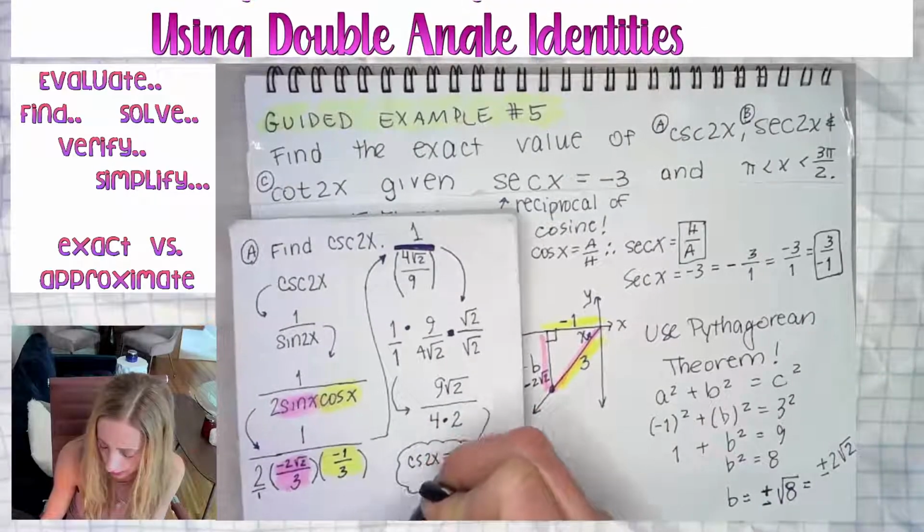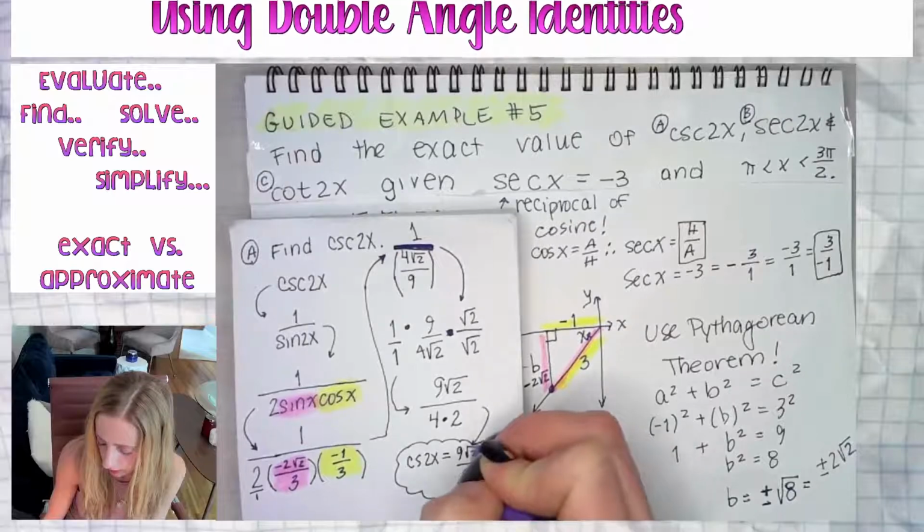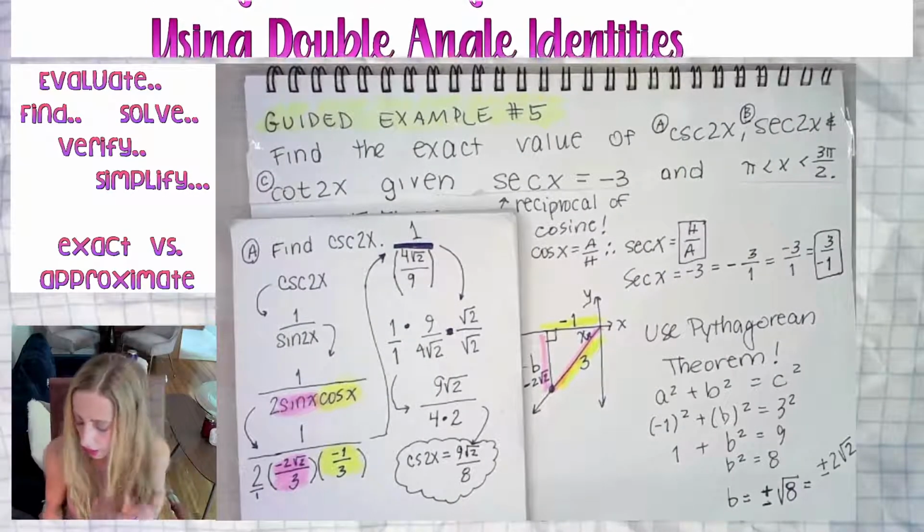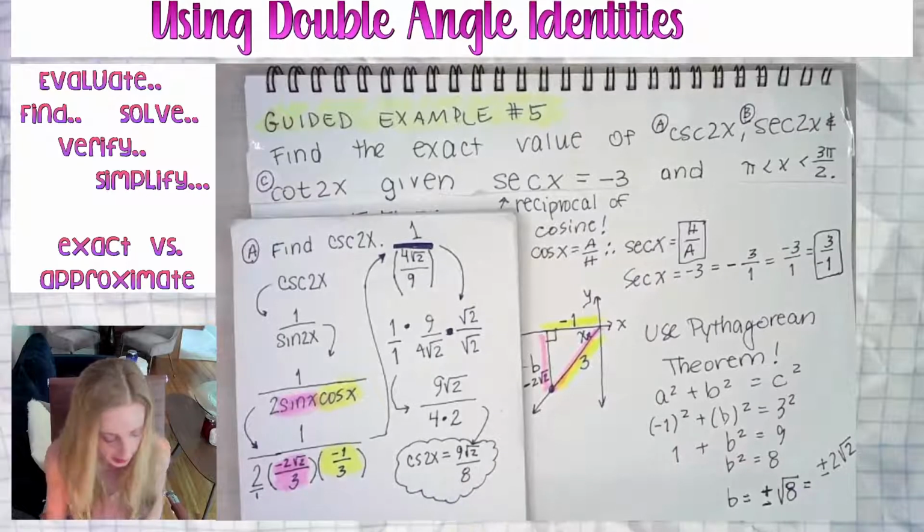I'm going to put a little happy little cloud. What's his name? Bob Ross? No. Is that Bob Ross? 9 root 2 over 8, and that is it.